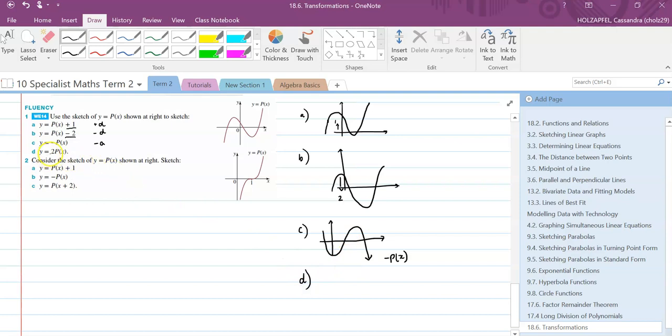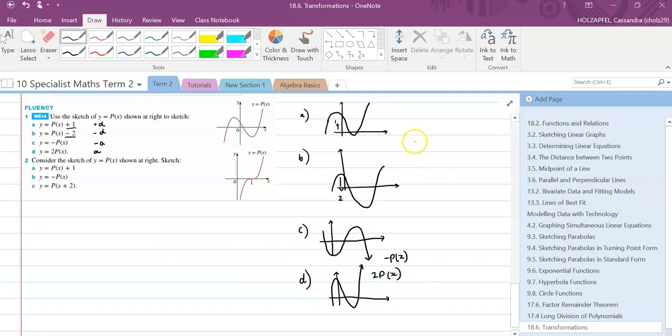Lastly, we've got y is equal to 2p of x. This is again related to our dilation factor a. All we're going to do now is increase the slope of our function, because this value here is greater than 1. We started off with this little bump. We're going to make this bump a lot more pronounced now, so a lot steeper. It's a little bit hard to draw, but it should be the same shape, just a lot steeper than what it was. So that's our graph of 2p of x.